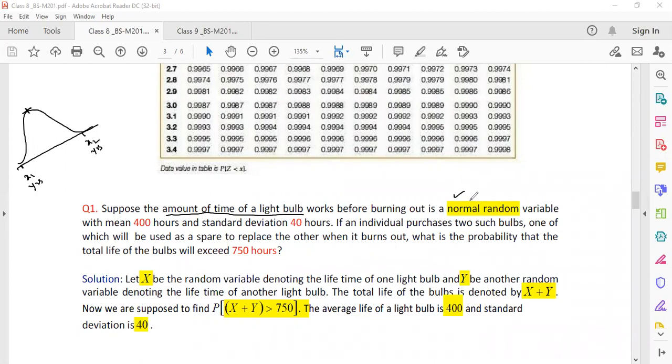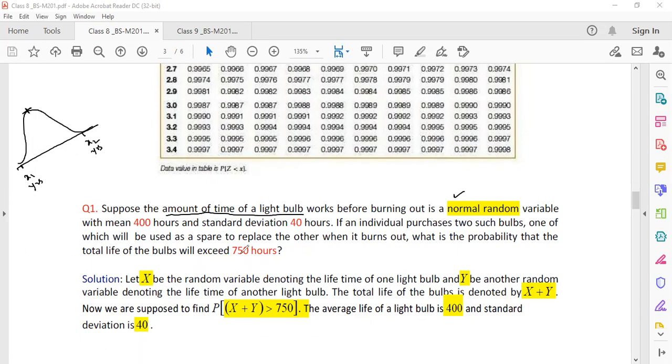Now, once this information is given, we have to identify that this is a normal random variable, so let us name this variable. We have named the variable capital X. Now, what is given? And what am I supposed to find out? What is the probability that the total life of the bulbs will exceed 750 hours?